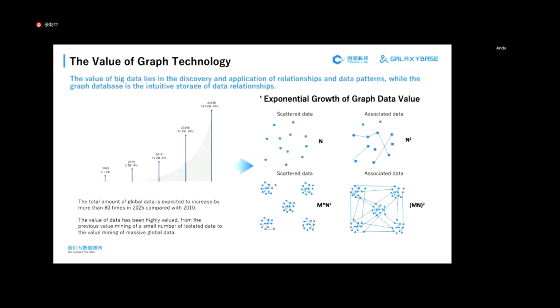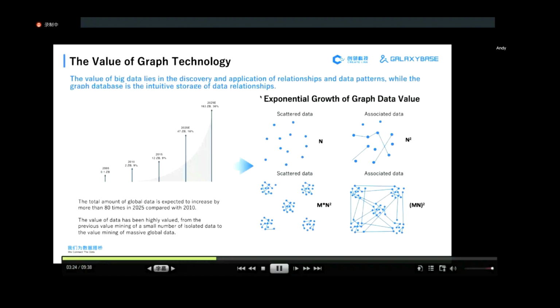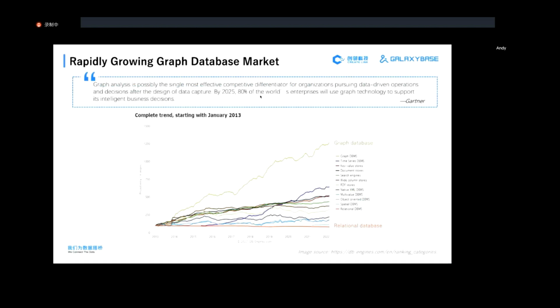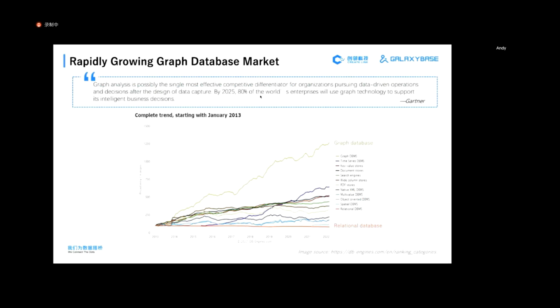So generally speaking, graph technology offers a way to exponentially grow the value of data because we connect the dots, and each piece of information carries a network effect, amplifying the total value of connected truth. Due to the unique values graph databases offer, Gartner says graph analysis is possibly the single most effective competitive differentiator for organizations pursuing data-driven operations and decisions after the design of data capture.